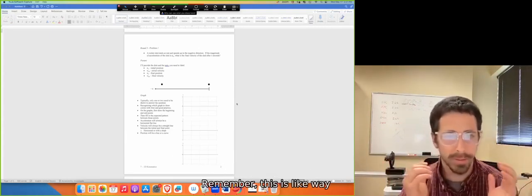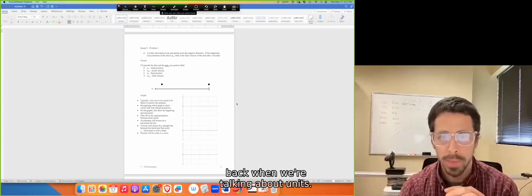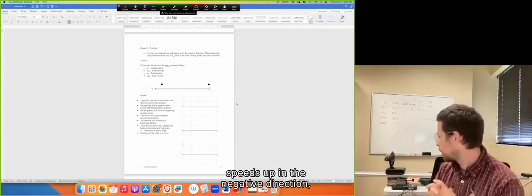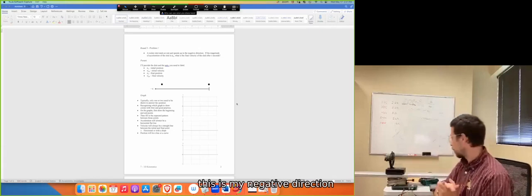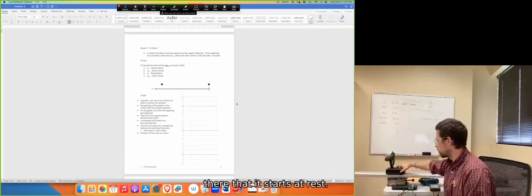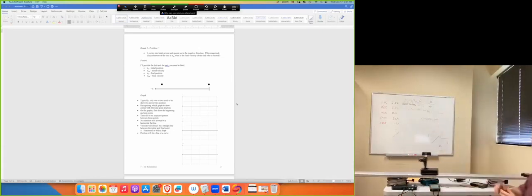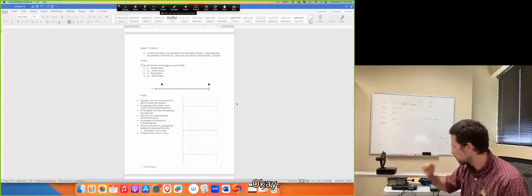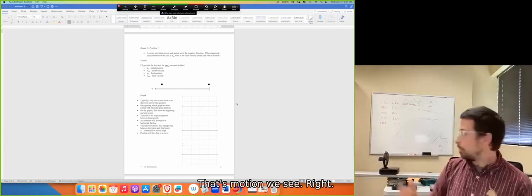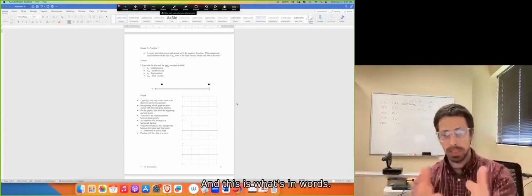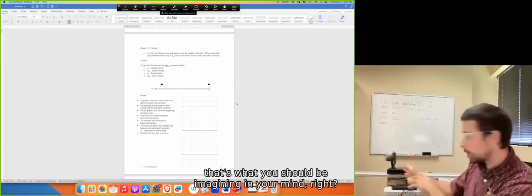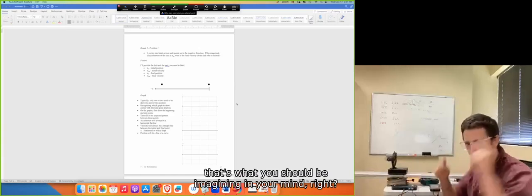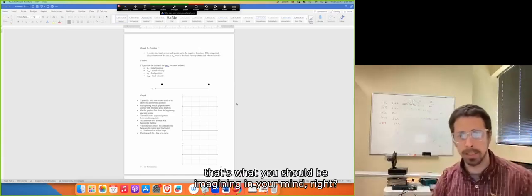Remember, this is way back when we were talking about units. If we have a rocket sled that speeds up in the negative direction, this is my negative direction. There it is, starts at rest. That's the motion right there. That's the motion we see, and this is what's in words. When you read that, that's what you should be imagining in your mind.